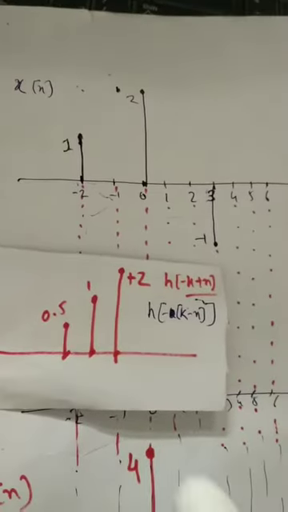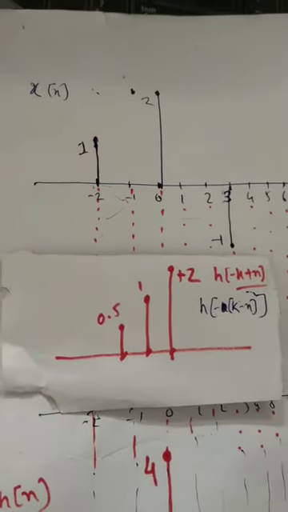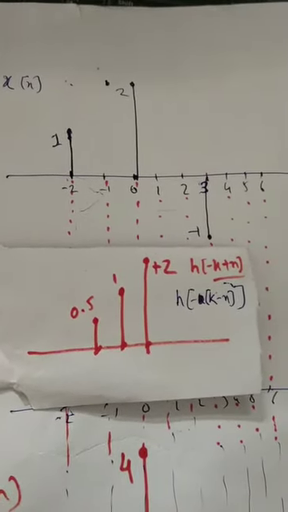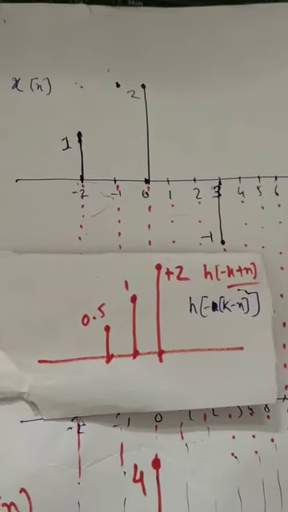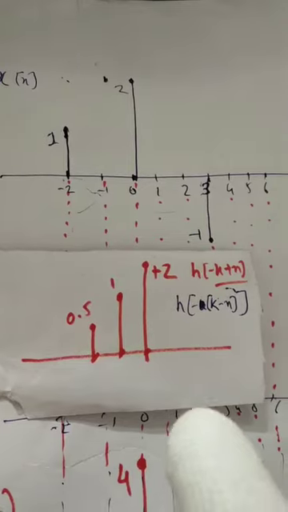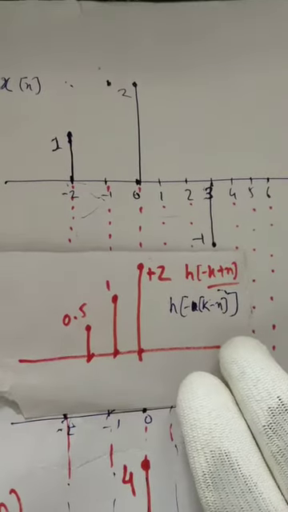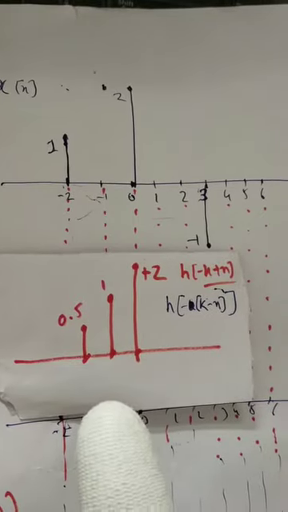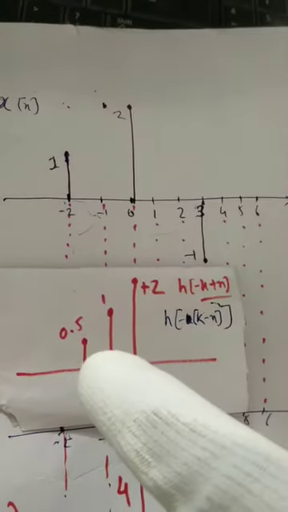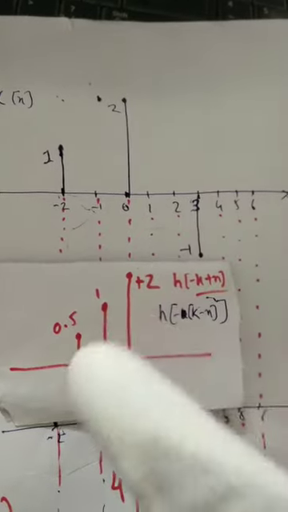What if I shift it again, which is h of minus k, and n here is 0. If I do element-wise multiplication, I have to sum up everything over there. If I multiply 1 by 0.5 it's going to be 0.5, and 2 by 2 it's going to be 4. So 4 plus 0.5 is going to be my answer for y of 0, which is 4.5.